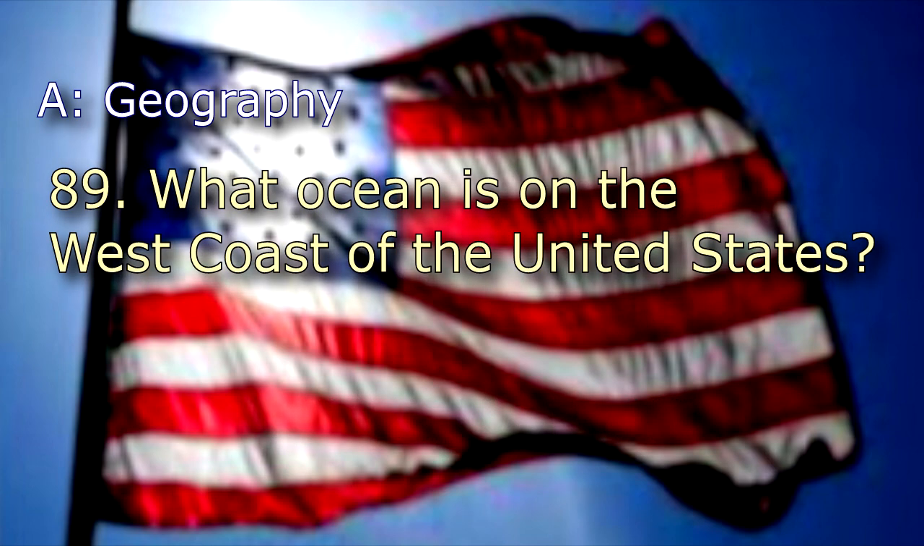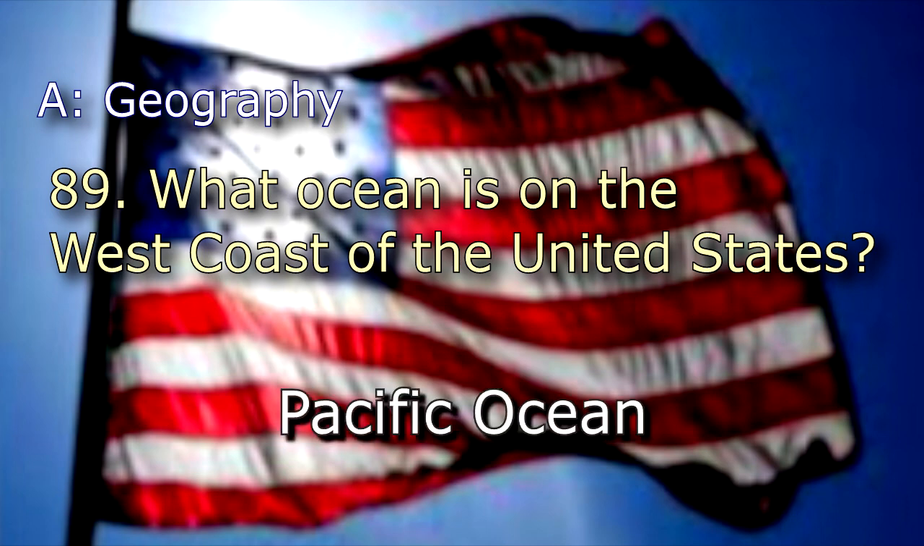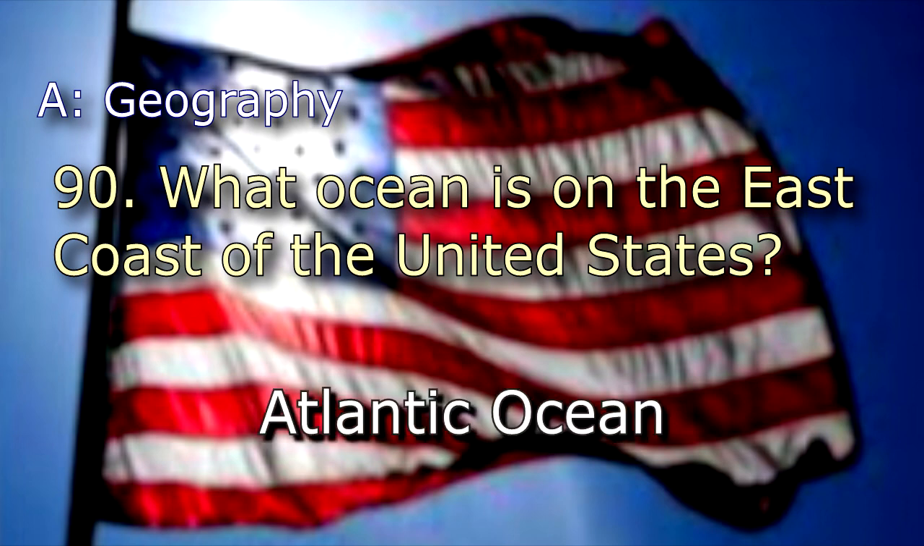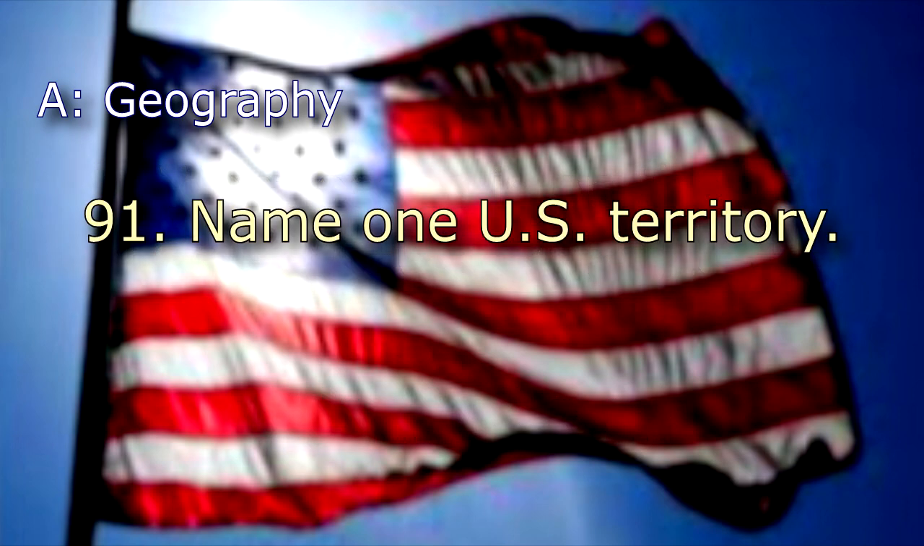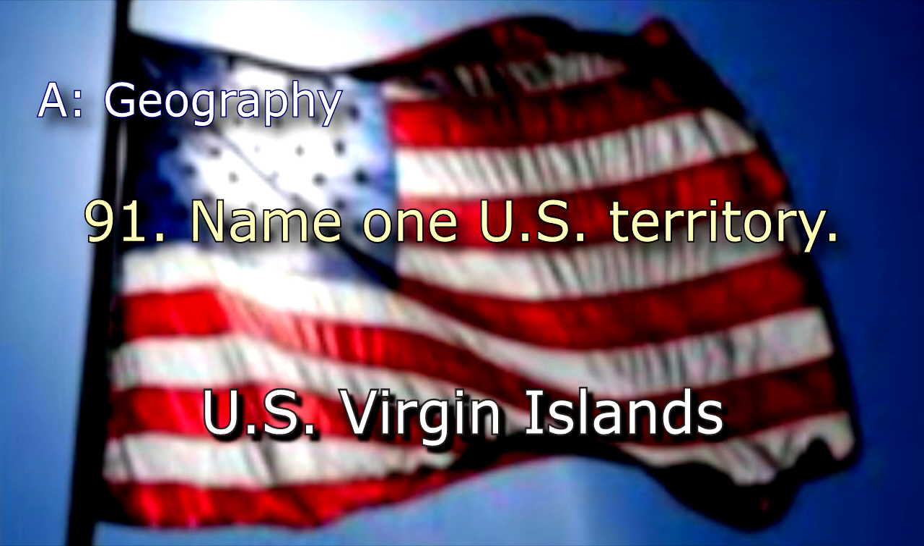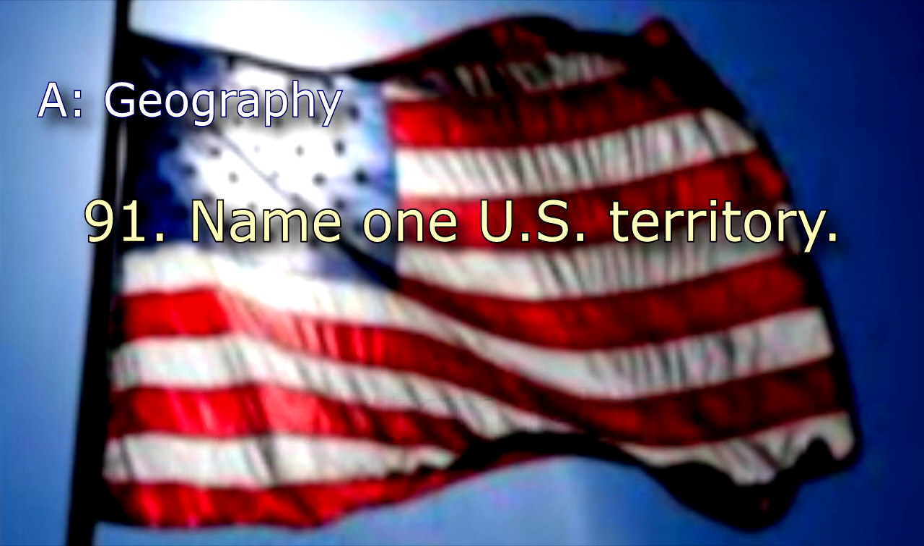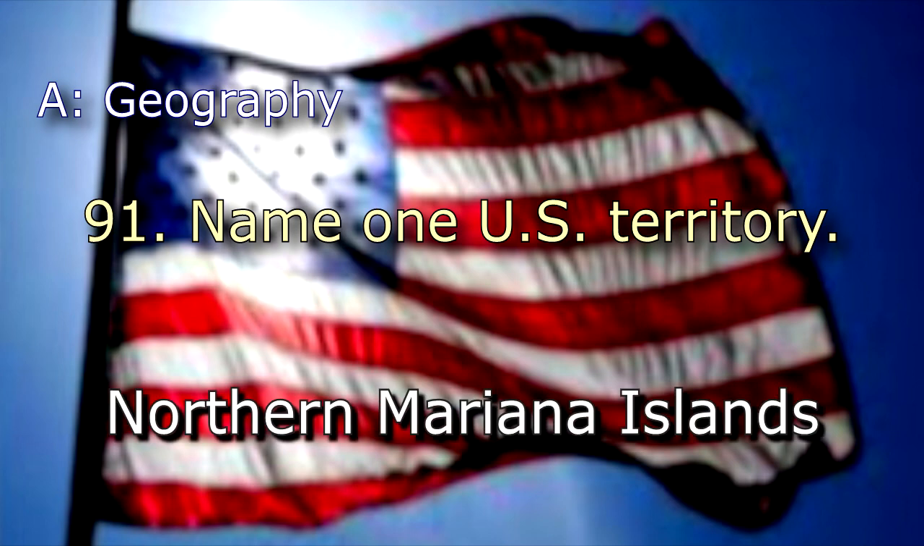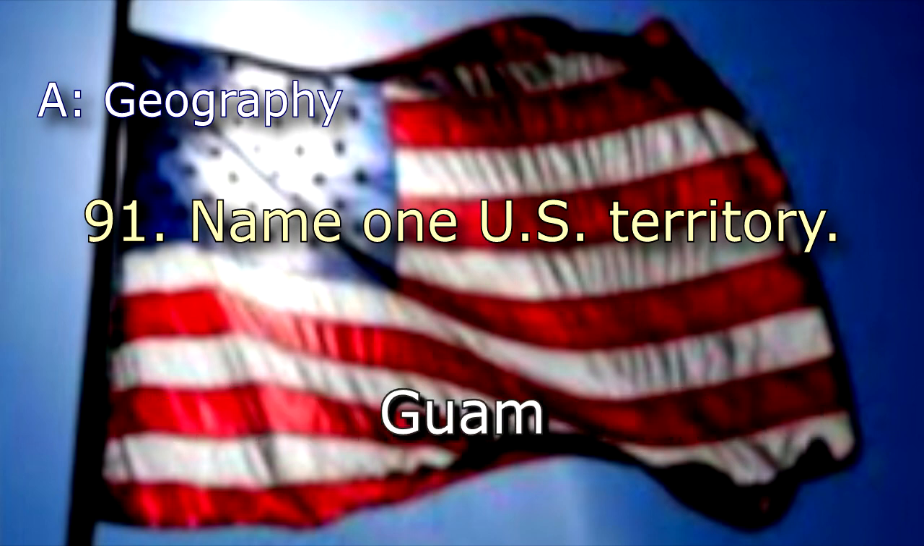89. What ocean is on the west coast of the United States? Pacific Ocean. 90. What ocean is on the east coast of the United States? Atlantic Ocean. 91. Name one U.S. territory. Puerto Rico, U.S. Virgin Islands, American Samoa, Northern Mariana Islands, Guam.